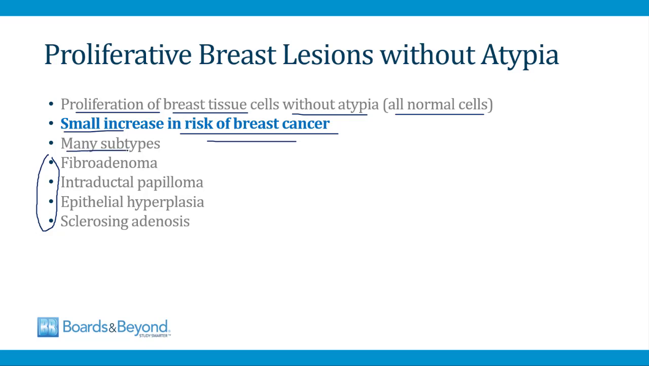And there are many subtypes of proliferative lesions without atypia. We'll talk about fibroadenoma and intraductal papilloma in this video. I won't talk about epithelial hyperplasia or sclerosing adenosis, but you can read about these. They are both additional examples of proliferative breast lesions without atypia.